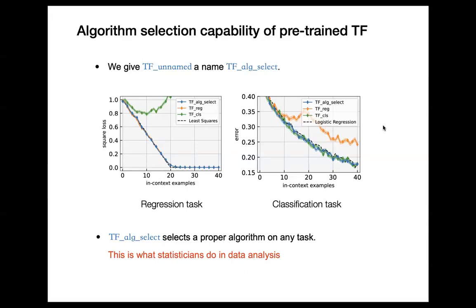And this is like what statisticians do in data analysis. You can not only implement ridge regression or logistic regression, but you can also look at the data set, think about which algorithm you should choose to implement, and then get the best performance.